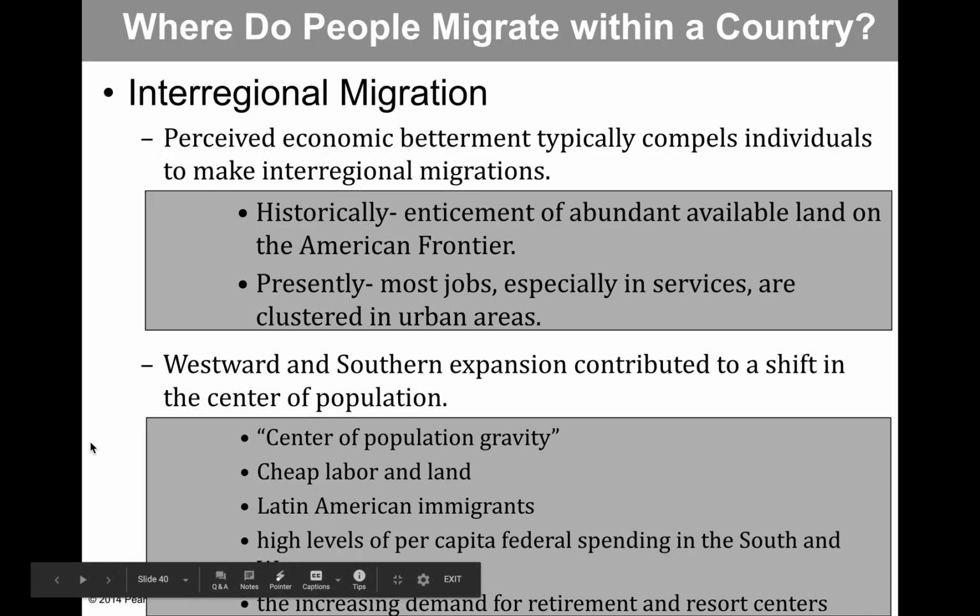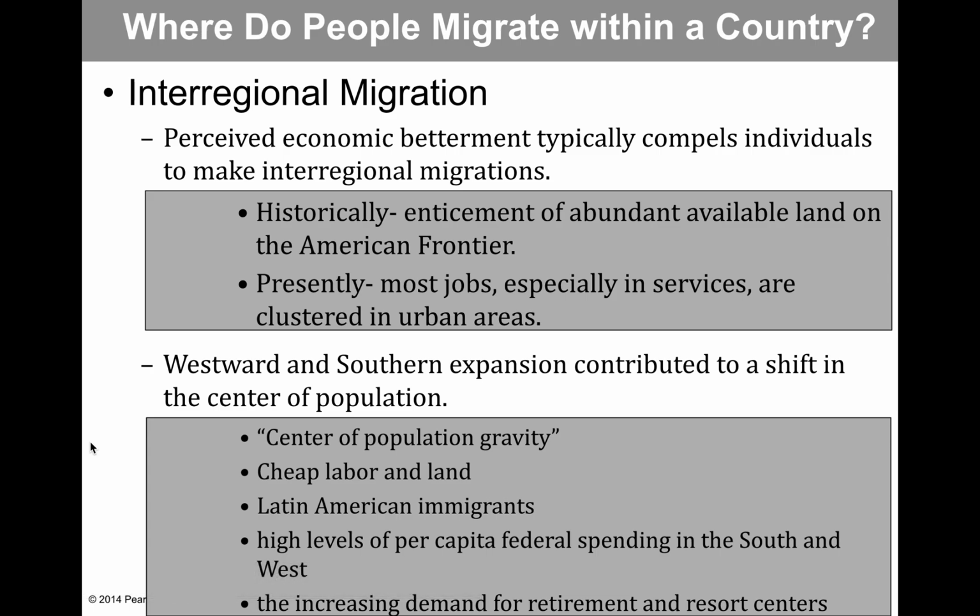All right, interregional migration. Economic betterment, so economic pull factors, is typically the main reason for interregional migration, usually from rural to urban. Historically, it's been the enticement of the American frontier, gold, the West, the Homestead Act, available land. Presently, it's mostly jobs in urban areas.